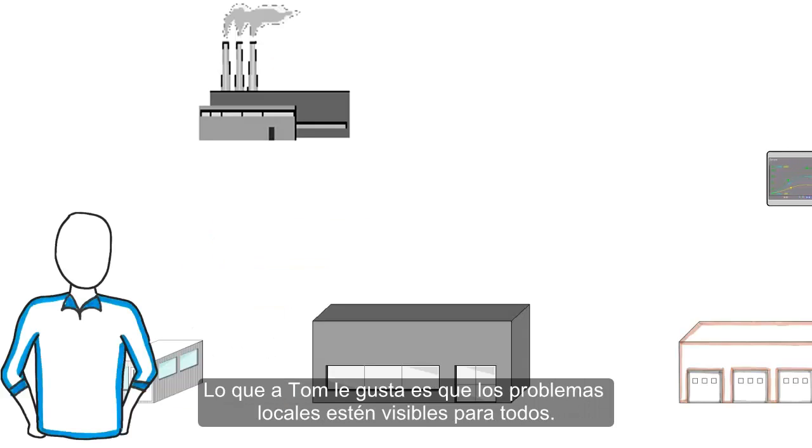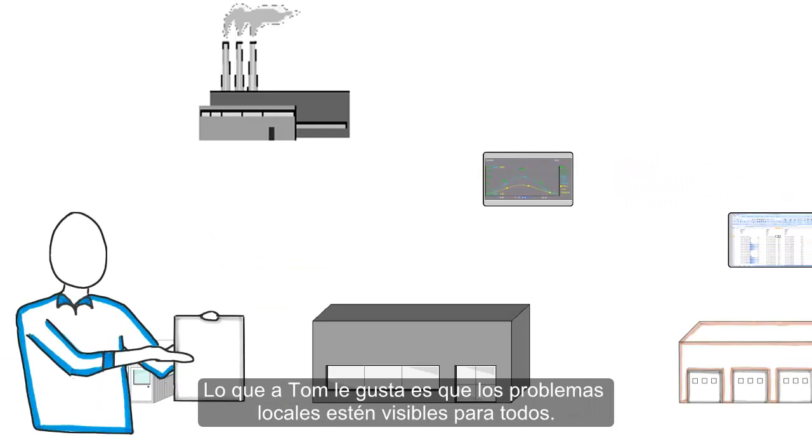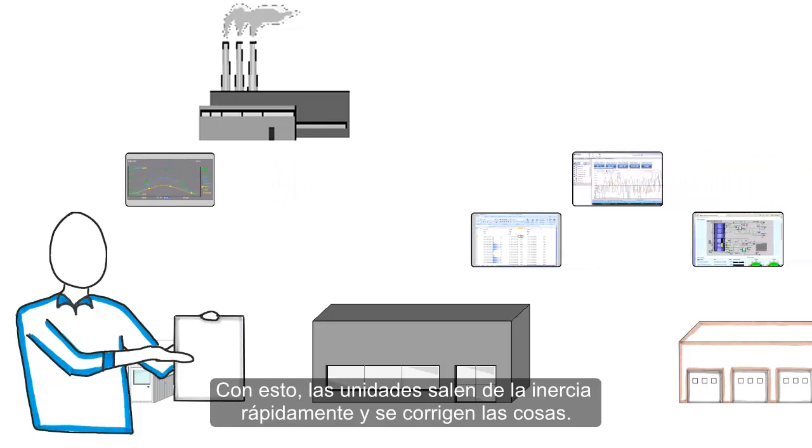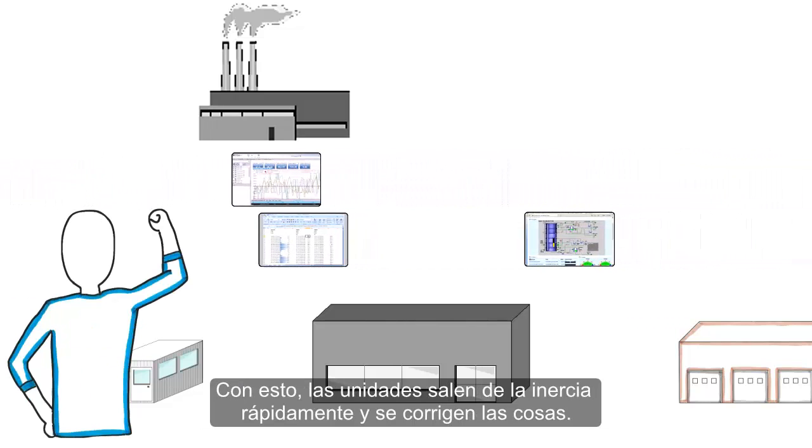Now what Tom really likes, though, is that now with the local source spots visible to everyone, the units are quicker to overcome their inertia and fix things.